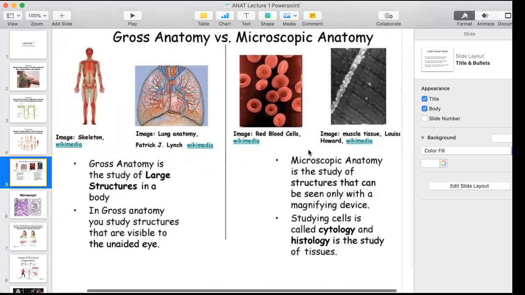So yes, as far as the microscopic level, we break it down into two components: cytology, where we study things at the cellular level, and histology, where we focus on things at a tissue level. The difference between cytology and histology is that with cytology, we focus on the individual cell. In histology, we focus on the function and structure of the tissue. But keep in mind that a tissue is formed when cells of the same type are combined together in order to form a consistent structure.